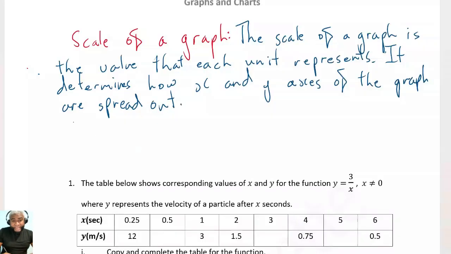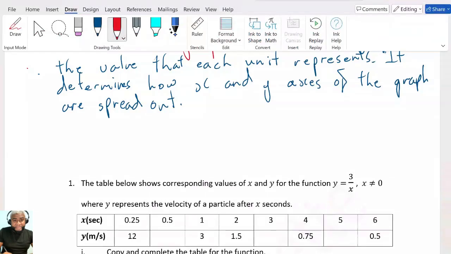So what is your x-axis, right? Let's deal with the x-axis first.